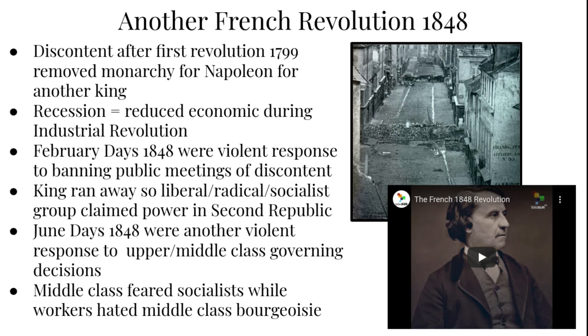Without a leader present locally, the liberals, radicals, and socialists claimed that they were in charge then and formed what they called the Second Republic. They were going to try to form a better government and a new society. But equality offended some people, especially the upper and middle class that traditionally had power already. They were not happy about sharing power with poor people, so the wealthy launched their own violent counterattacks, called June Days, in the same year.